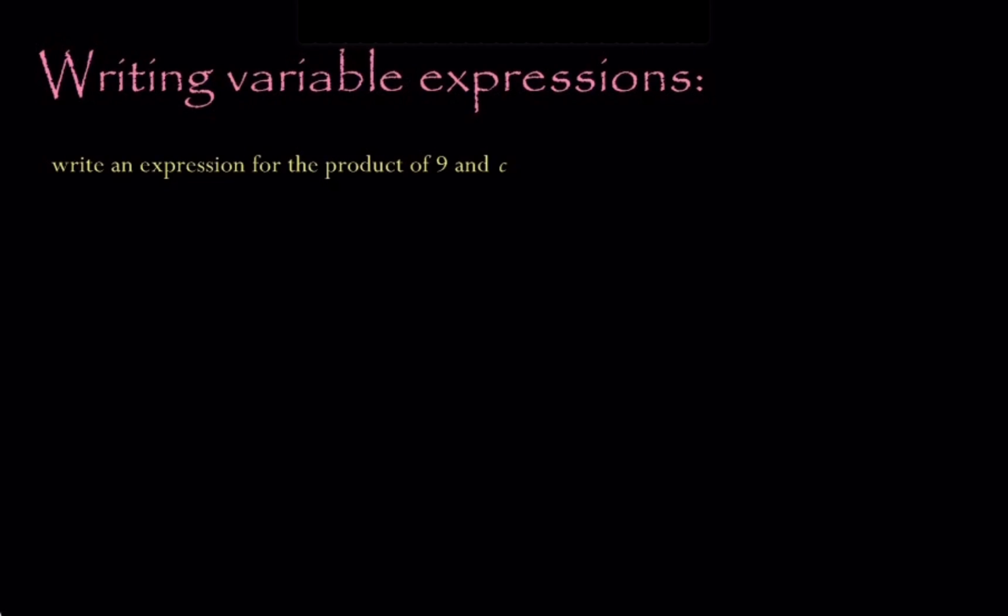Now we're going to do another one that's a bit different. So we want an expression for the product of 9 and C. So what is a product? The answer to a multiplication sentence, so something multiplied by something, equals the product. The answer of a multiplication sentence is called a product. So, we want to write 9 times C.